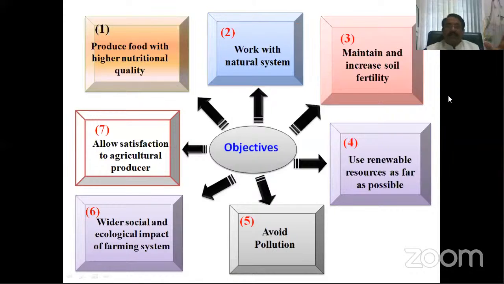I'm not going into detail on this. The objective is basically to produce food with higher nutrition. So nowadays we talk about nutrition per hectare or per acre. We are not talking only about tonnage in productivity. How much nutrient we are producing is most important. Work with the natural system, maintain or increase soil fertility. These are some basic principles, the basic objectives of the organic production system.